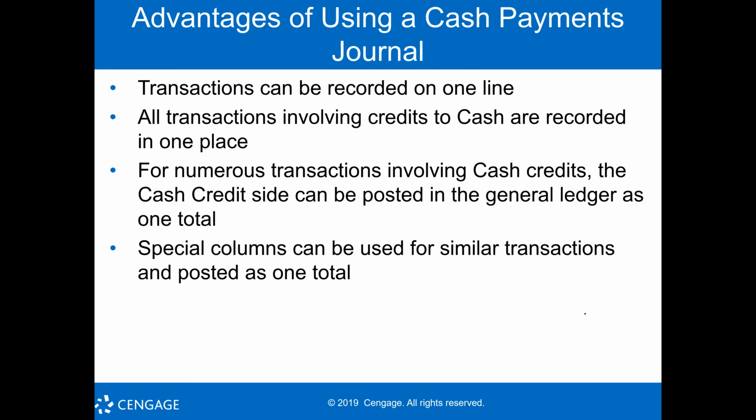Okay. All right, some of the advantages of using the cash payments journal. Transactions can be recorded on one line. All transactions involving credits to cash are recorded in one place. For numerous transactions involving cash credits, the cash credit side can be posted in the general ledger as one total, and special columns can be used for similar transactions and posted as one total. So again, we're just aggregating the totals. Instead of journalizing and doing a bunch of entries to the general journal, we're just doing an entry for the aggregate amounts.